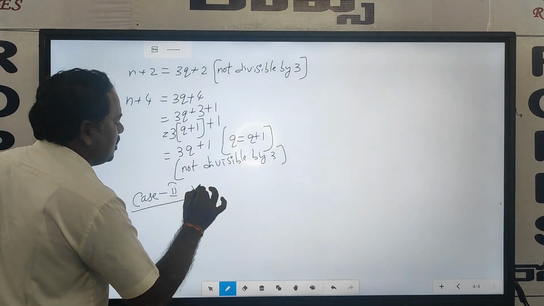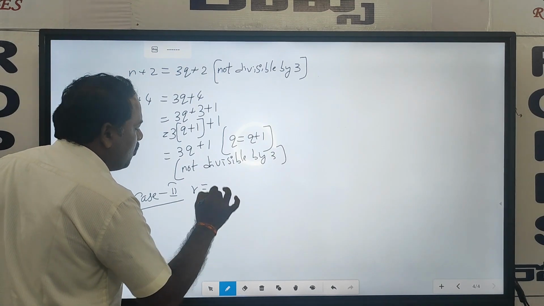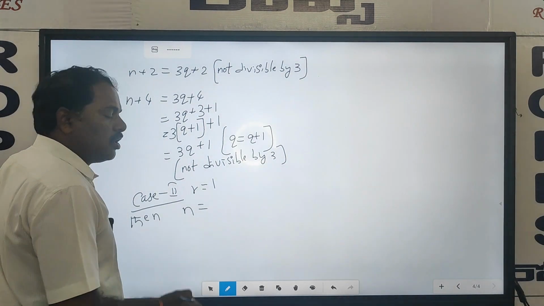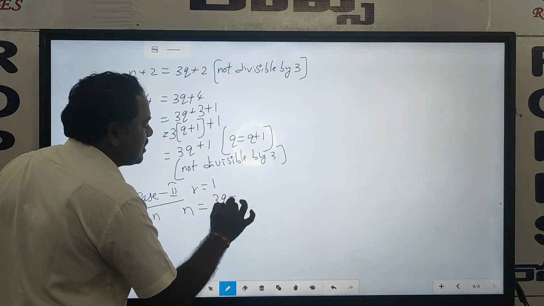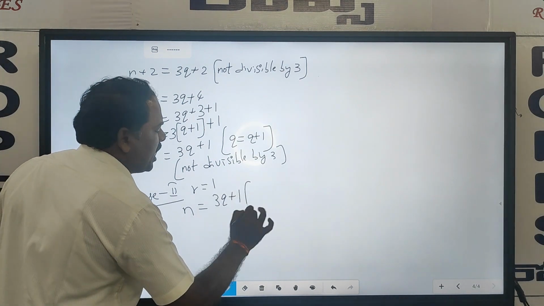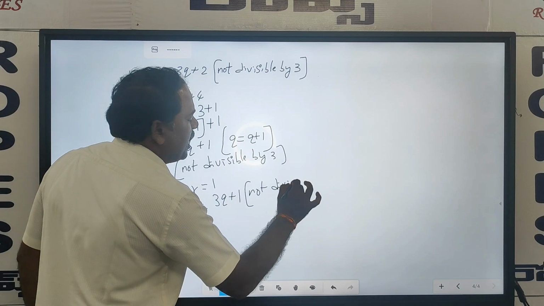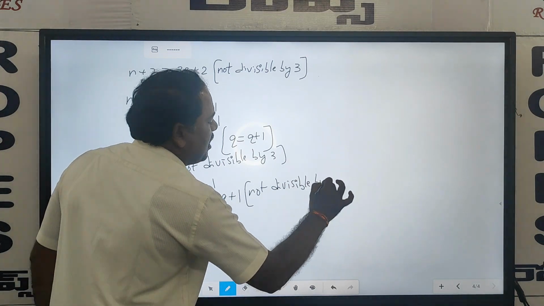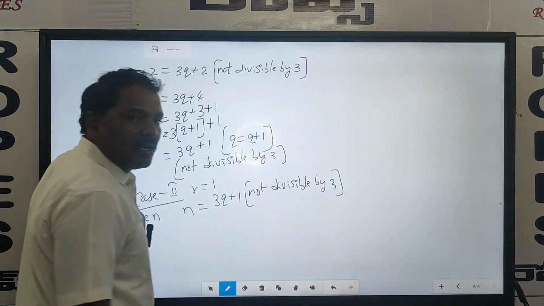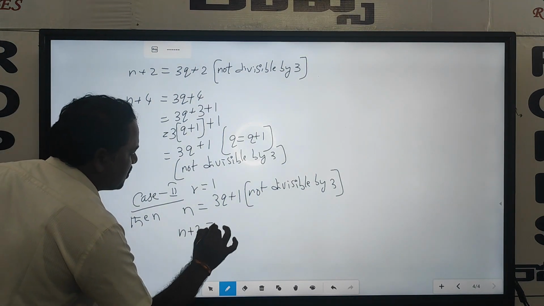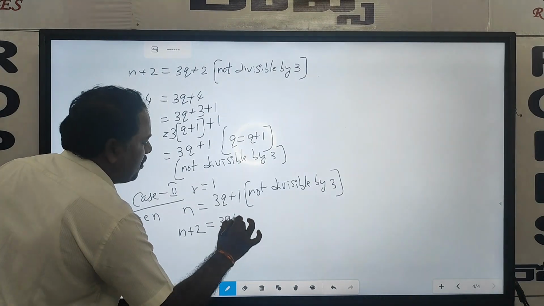In case 2, if we substitute r value 1, then n is equal to 3q plus 1. Here remainder 1 we are getting, not divisible by 3. Now n plus 2, we'll check it.